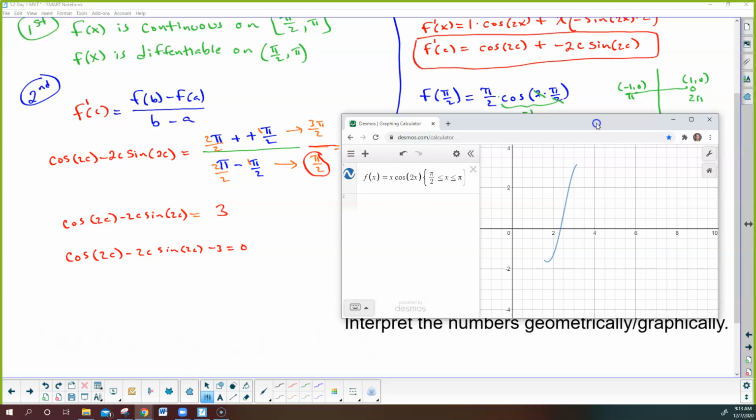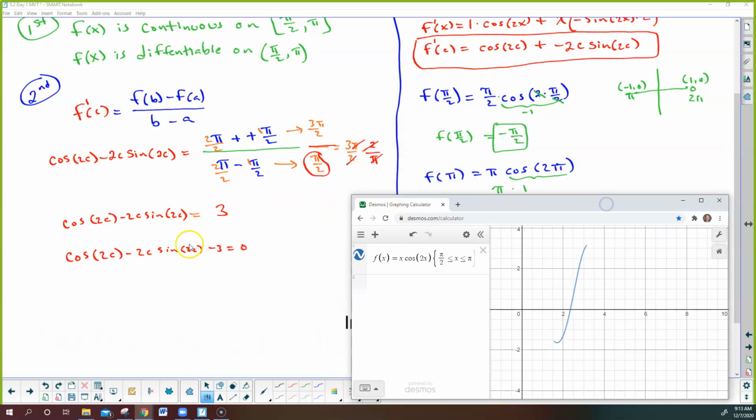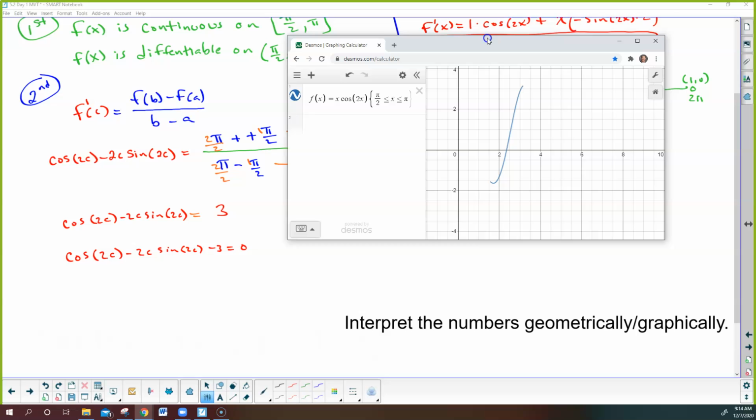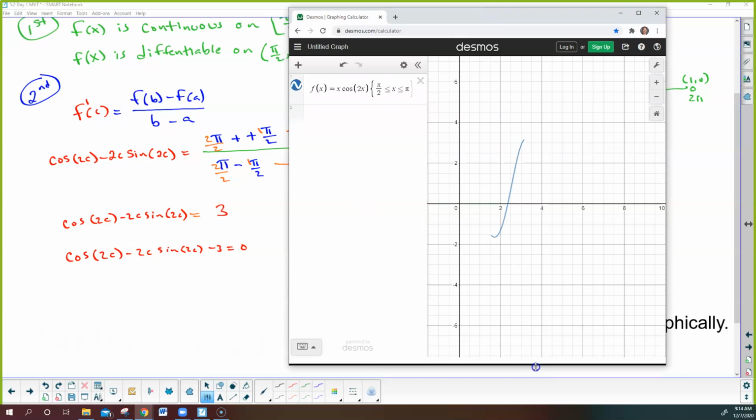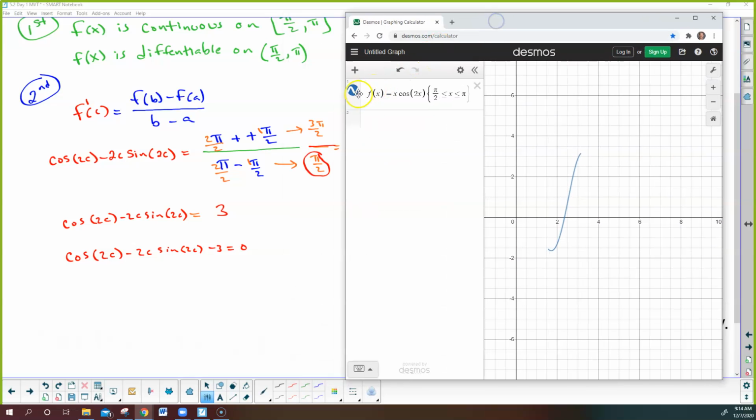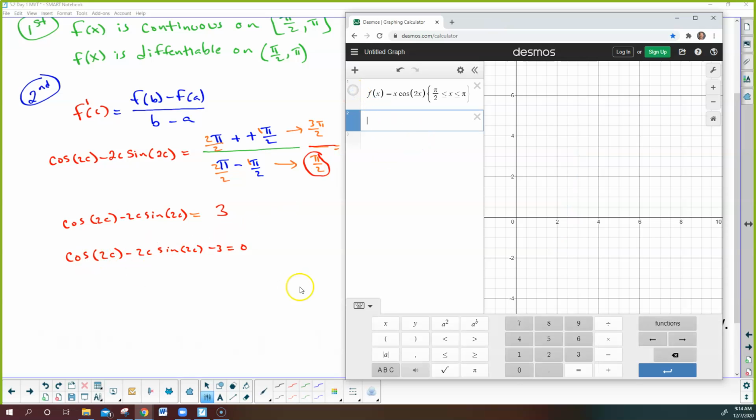So what you could do is you could take this part right here, put it into your calculator. Instead of c, we'll put x. And then we want to figure out where it crosses the zeros at. Mostly because of time, I'm going to use Desmos really quick and just type this in. Desmos is much faster. But you can still do this on your calculator.